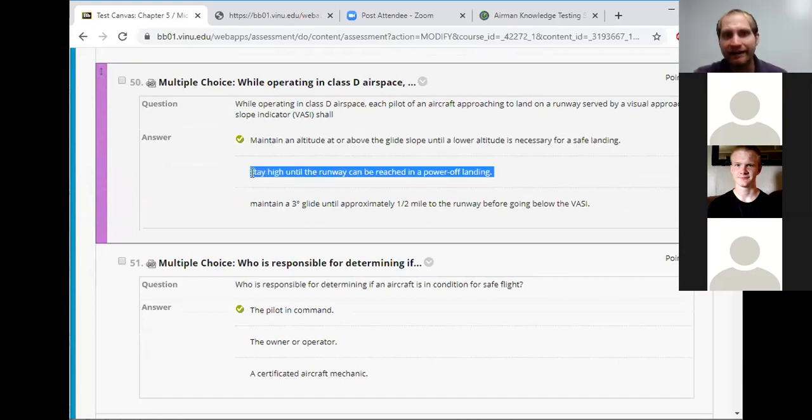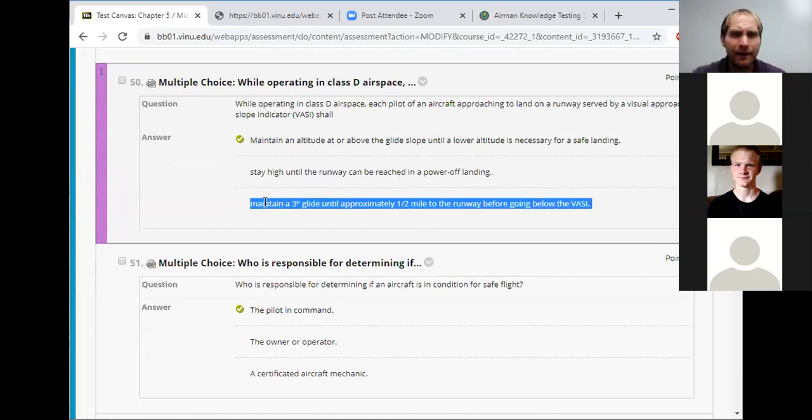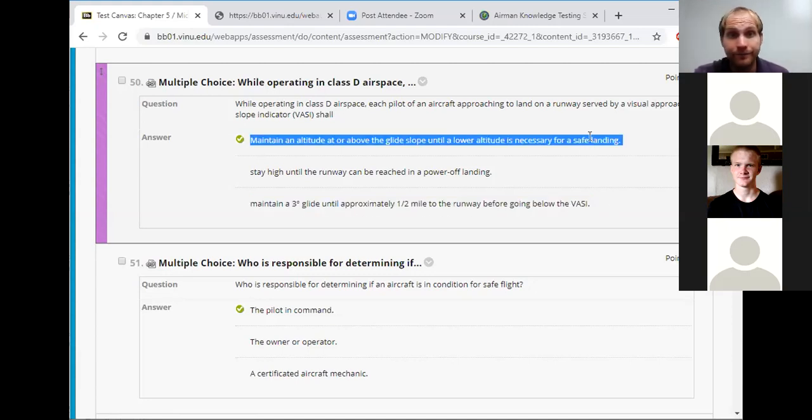B says stay high until the runway can be reached and to power off landing. Okay. C, maintain a 3-degree glide path until approximately half mile of the runway before going below the VASI. Okay, but the most correct answer, maintain an altitude at or above the glide slope until a lower altitude is necessary for safe landing. That's just the best answer choice. They all sound good, but that's the best answer choice for the FAA.